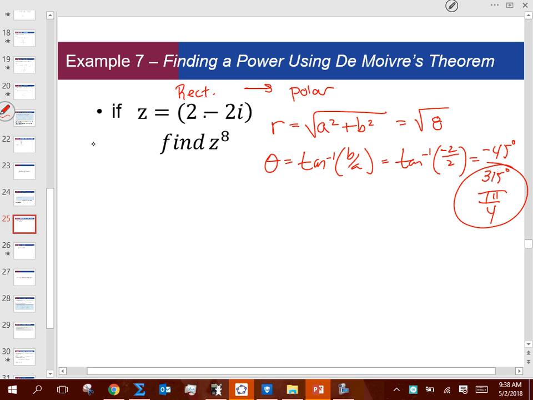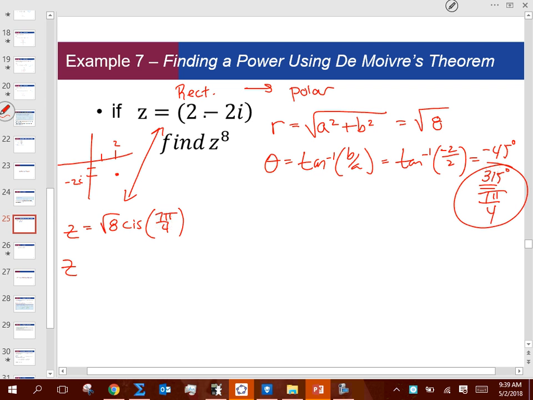And that should make sense if I have an image of this in my head real quick. 2 minus 2i would be that point right there. So it is a pretty large angle. It's over 270, so it should be in the fourth quadrant. So that makes sense. So now z in polar form is going to be radical 8 cis. I'm going to use 7 pi over 4. It does turn out to be a pretty nice thing if I use 7 pi over 4. So that's z. Does that make sense? That's the polar form of that.